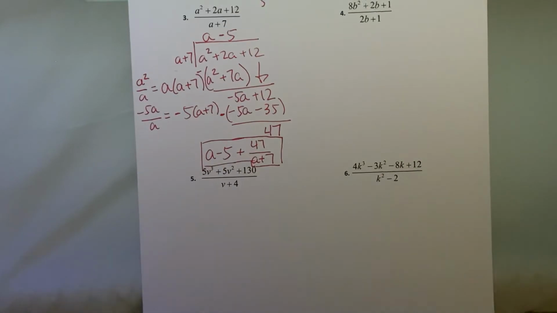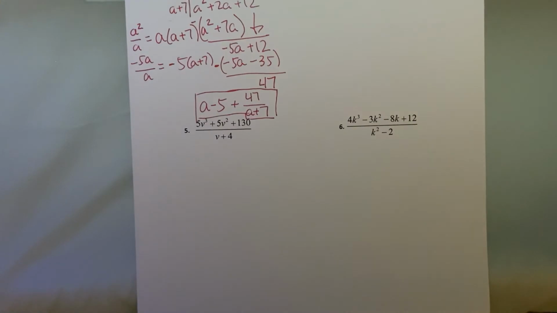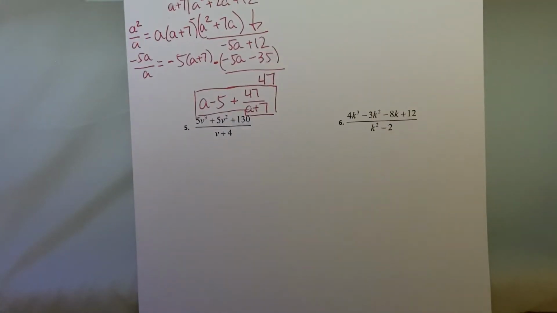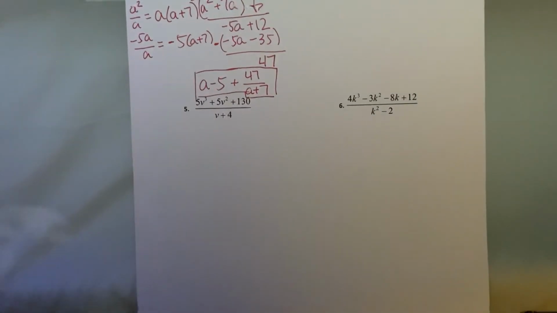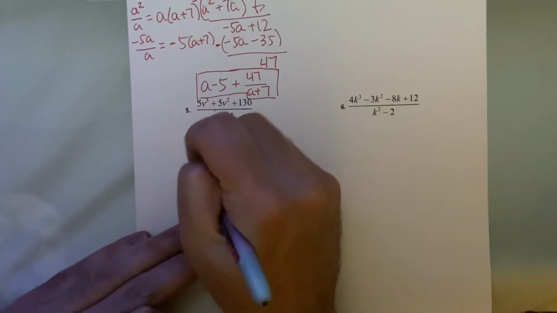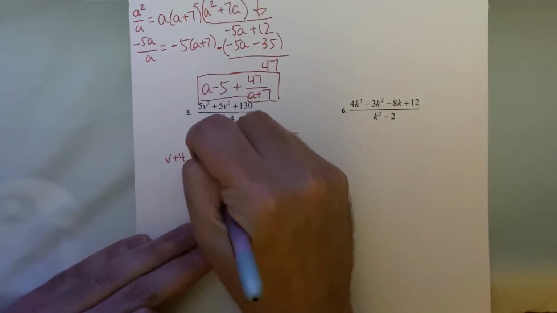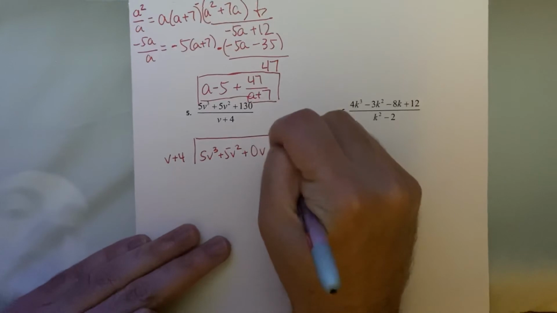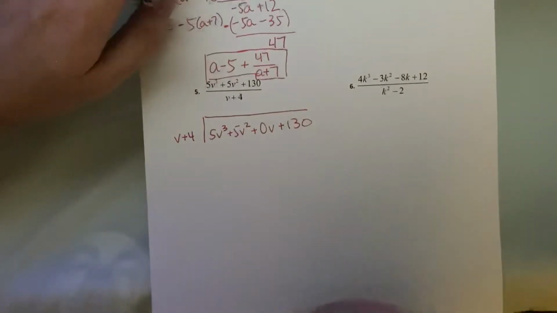And I will leave number 4 for you. Let's look at number 5. Now there's something special about number 5 because it's 5v cubed plus 5v squared plus 130. What do you notice that's missing there? A v to the first power term. Now one special thing about this is if you are missing any terms, you must write them in. What I mean by that is 5v cubed plus 5v squared plus 0v plus 130. Write it in. But otherwise, the strategy is the same.